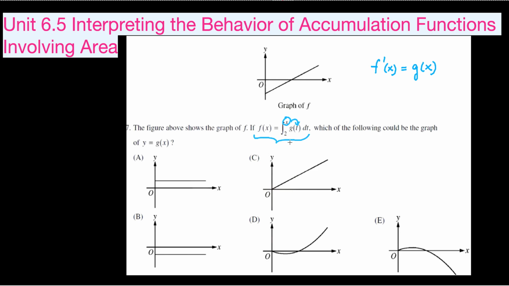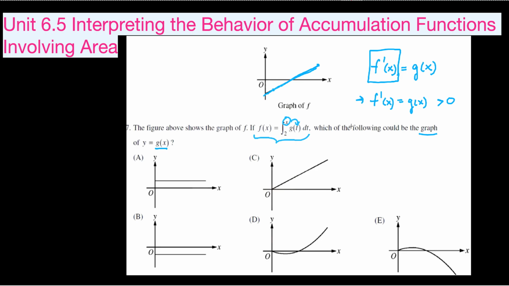And with that, I want to find the graph of g of x. So really, I just want to find the graph of f prime of x. And I'm given a graph of f. So if this is a graph of f, what does its derivative look like? Well, the derivative represents the slope of the tangent line. And for this line, what is the slope of that tangent line? Well, it's always positive. Is the slope going up? Yes. So f prime of x, or g of x, is always positive.